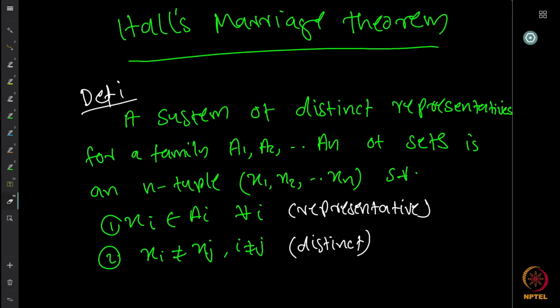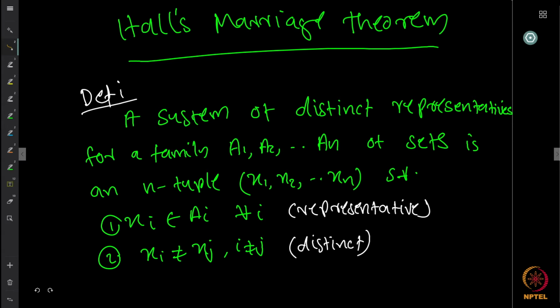So finding such a matching is why it's called the marriage theorem. But there is a much more general statement in set theory which we are going to state here. This is called a system of distinct representatives. So given a family of sets, let's say A1, A2, etc., An. So A1 to An are a family of sets.